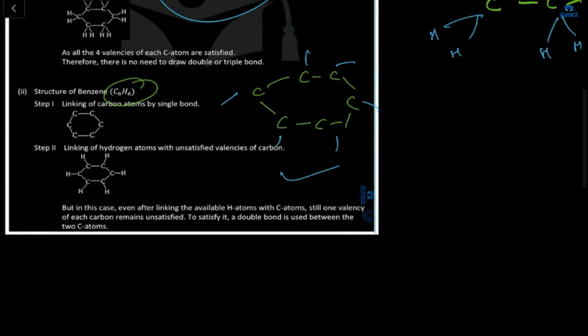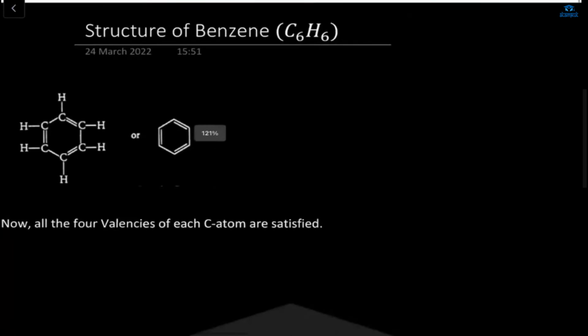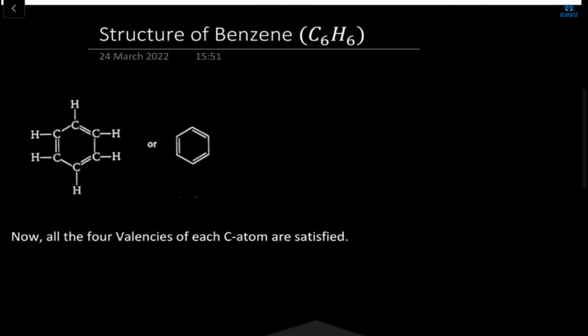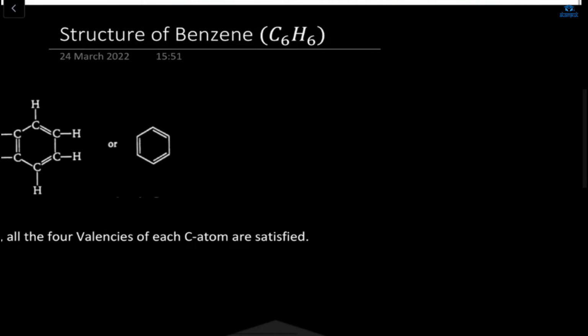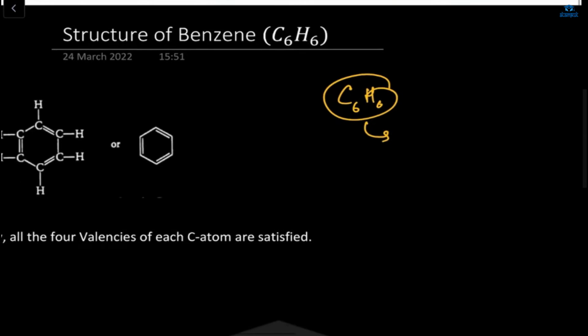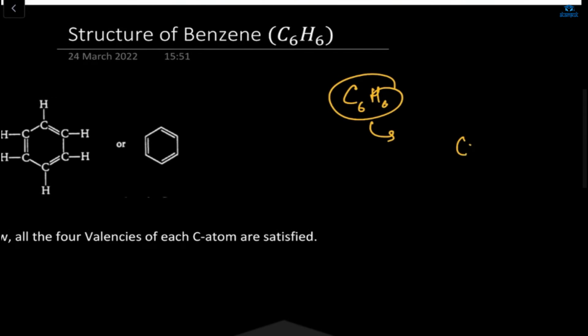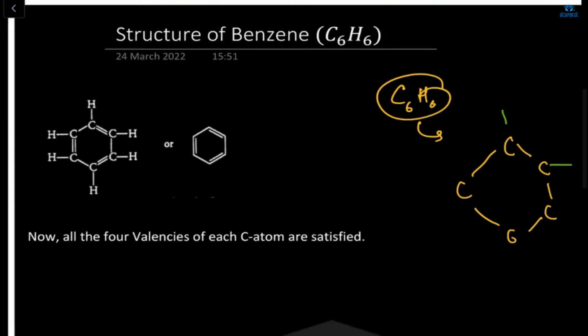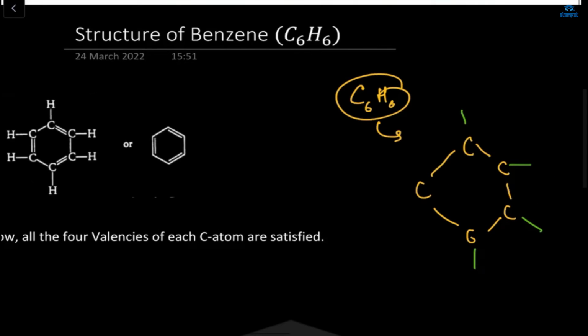Next is this. This also we did. What about next? Next is your benzene. Now, if we have to make C6 and H6, then what will we do? First we have to make the C6 like this, and then we have to add 6 H. If I'm adding 6 hydrogen over here, 1, 2, 3, 4, 5.